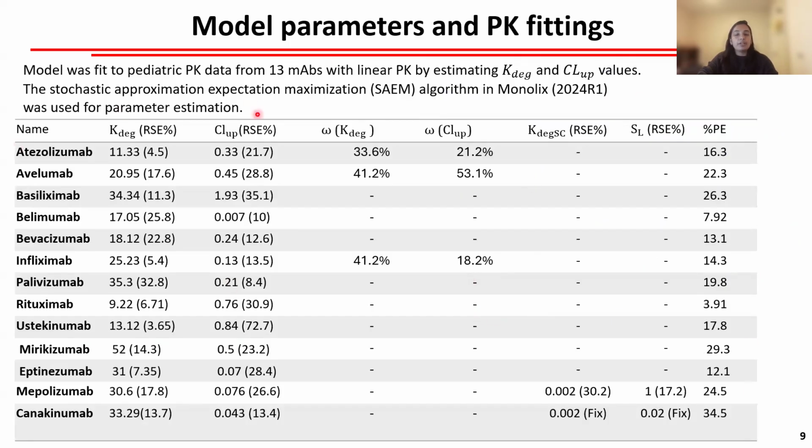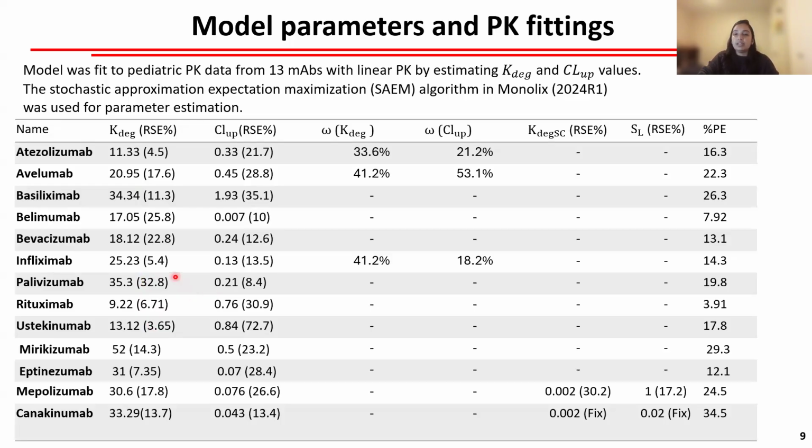Now, having incorporated all these age-dependent physiological changes into the framework, the next question was whether these physiological changes were really sufficient to explain all the observed age-related differences in antibody PK. To evaluate this, the model was fit to both adult as well as pediatric PK data from 13 different monoclonal antibodies. Importantly, the age-dependent physiological parameters were generated directly from the equations that we spoke about before, while antibody-specific parameters were assumed to remain constant across different age groups.